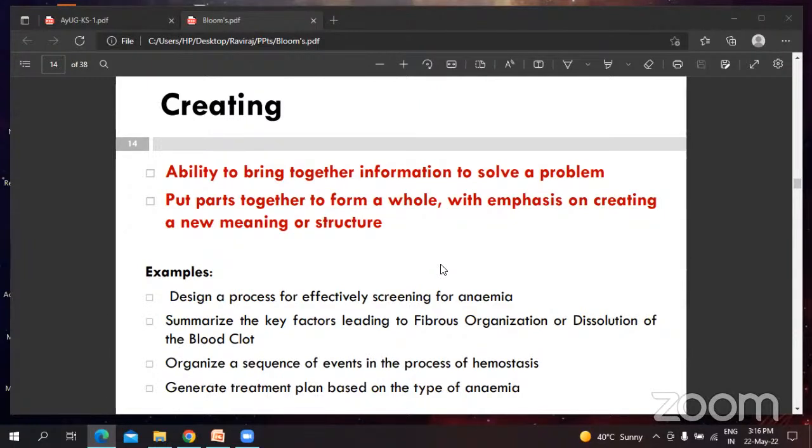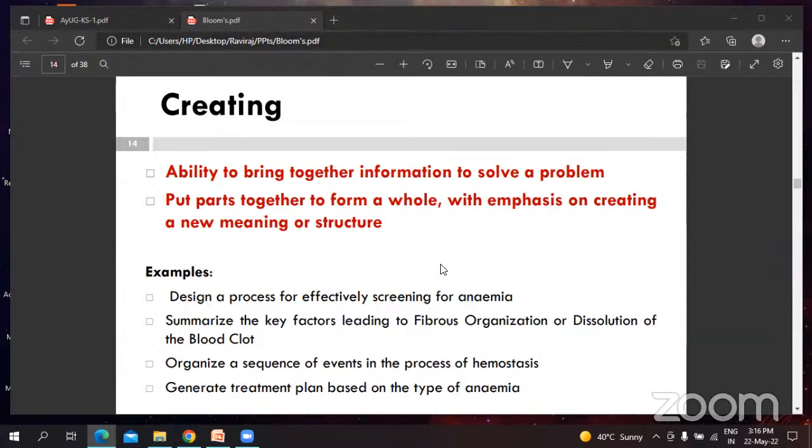So far, we diagnosed the patient as having megaloblastic anemia, but is this diagnosis sufficient? No, because the patient has come to you with certain complaints. Now he wants a solution for that. He wants his problem to get solved, right? And in order to solve his or her problem, you will be able to design a process for effectively screening for anemia, which you have done. We have just seen that the report has to be seen from this particular angle.